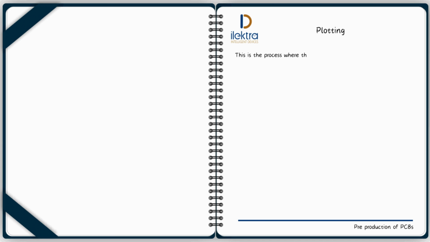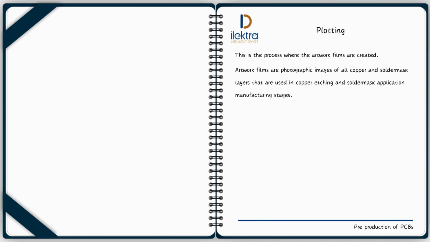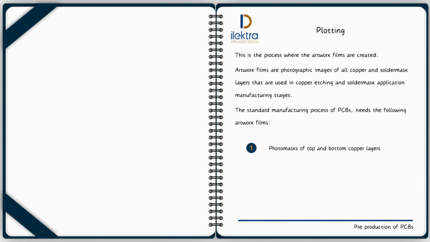This is the process where the artwork films are created or else plotted. Artwork films are photographic images of all copper and solder mask layers that are used in copper etching and solder mask application manufacturing stages. The standard manufacturing process of PCBs needs the following artwork films. Photomasks of top and bottom copper layers. Photomasks of internal copper layers. Photomasks of top and bottom solder mask layers.